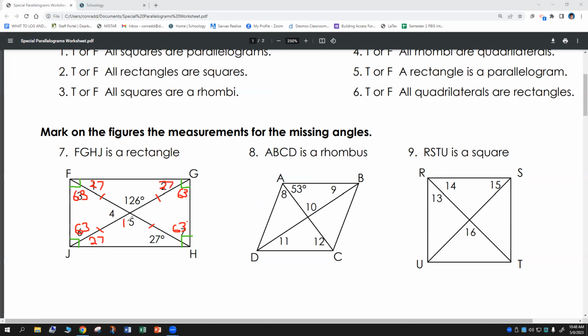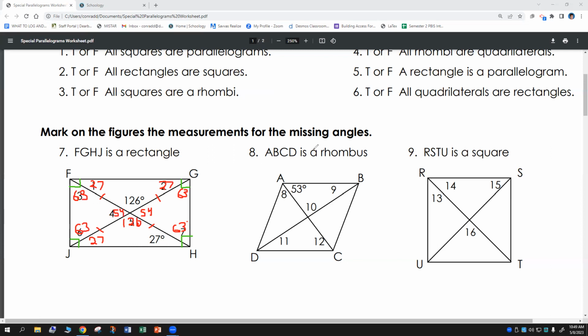Vertical angles are congruent, so this is 126. And then linear pairs should add up to 180. So 180 minus 126 gives us 54 and 54. So this is what the angles are going to look like in rectangles, right? The numbers might not be the same, but the pattern is always the same. It's always that same pattern.